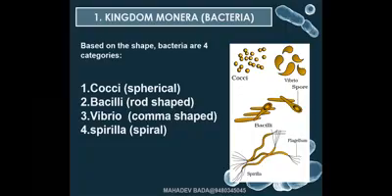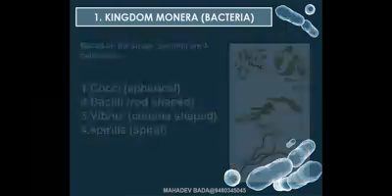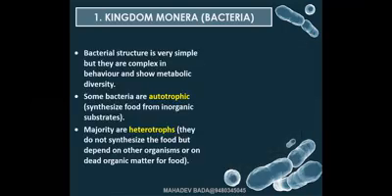So, based on the shape, bacteria are classified into four major groups called Cocci, Bacilli, Vibrio, and Spirilla. Cocci are spherical in shape, Bacilli are rod shaped, Vibrio are comma shaped, and Spirilla are spiral in shape. This is what they are.